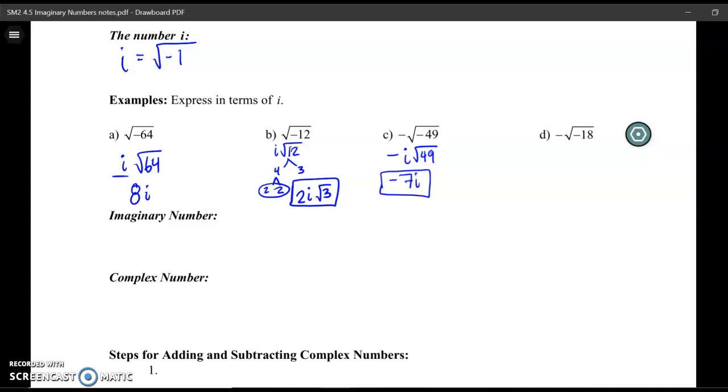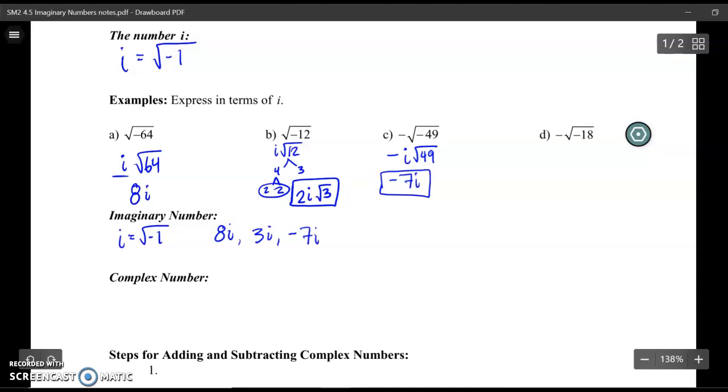So let's talk about some vocabulary. An imaginary number is really just i. i is the imaginary number. Sometimes we call multiples of i imaginary numbers as well. So we might say like 8i is imaginary, or 3i is imaginary, or -7i. Okay, anything that contains an i like that is going to be an imaginary number. Now a complex number is what happens when we take an imaginary number like 8i and we add a real number to it. So let's say we did like 2 plus 8i. Okay, that would be a complex number. And a complex number always has a real part, and then we're adding or subtracting an imaginary part.